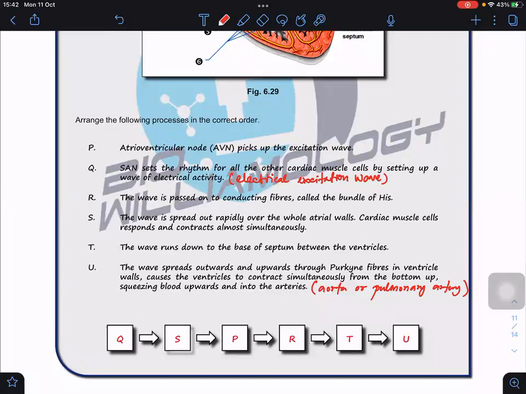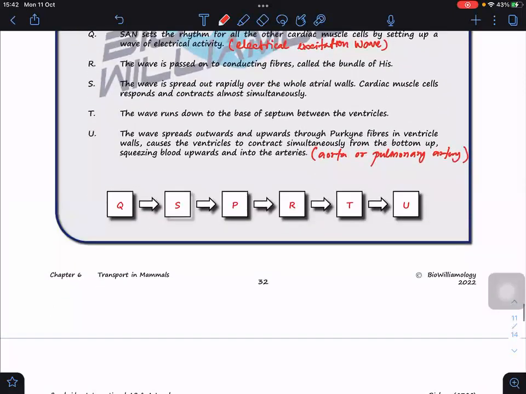Clear so far? Any questions? If there are no questions, then we are done with the control.